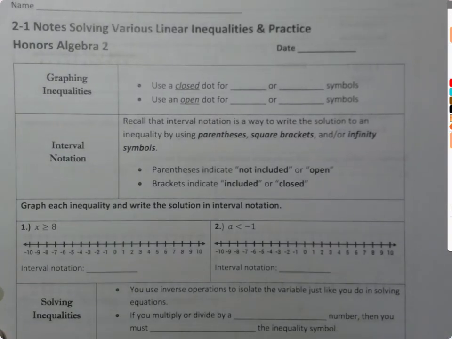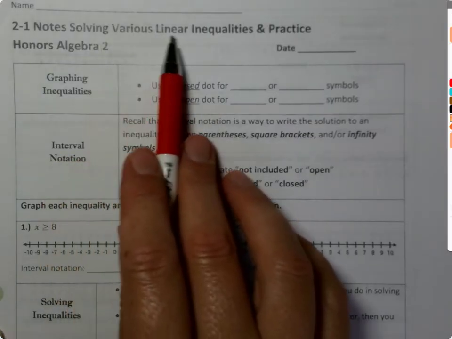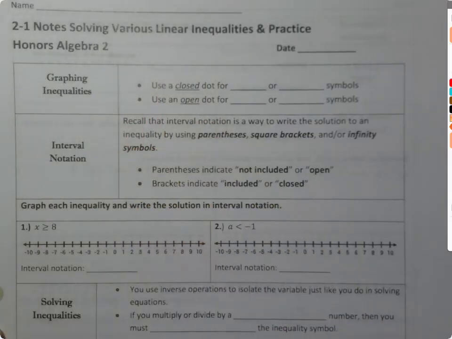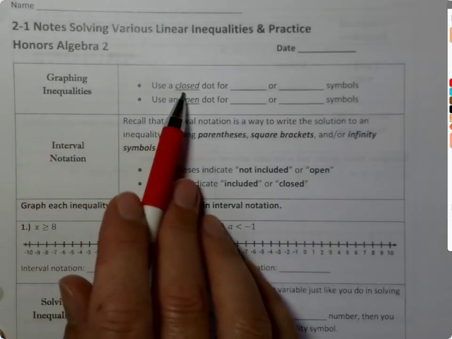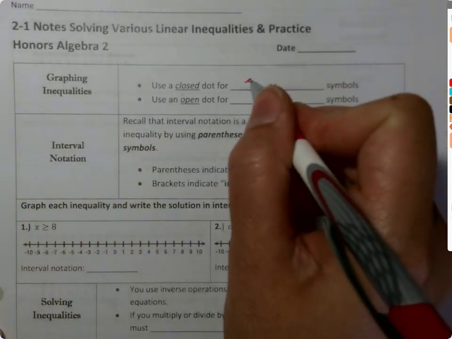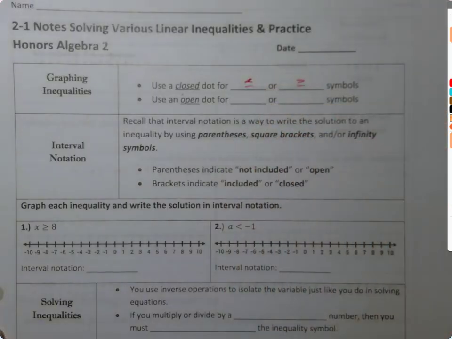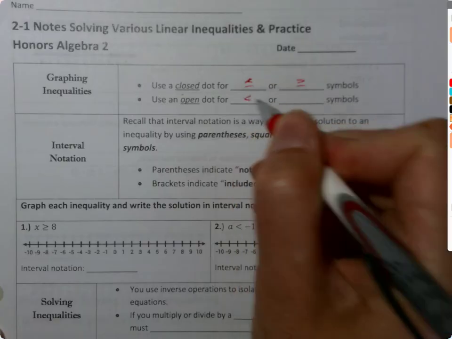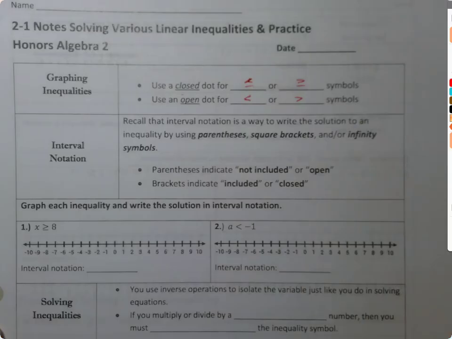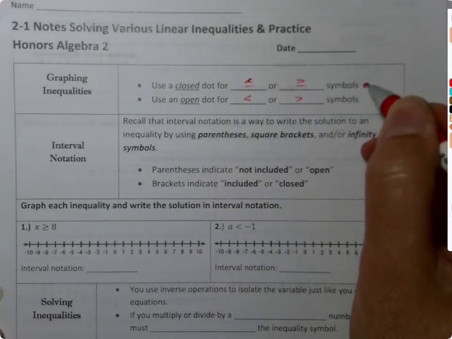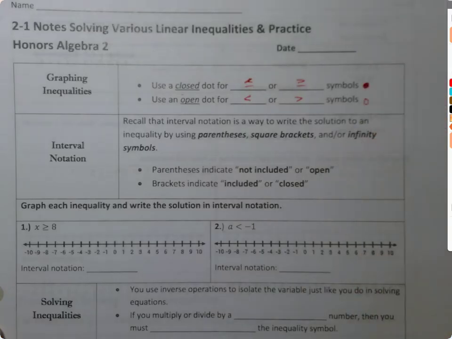So we are looking at our 2-1 notes today, and we are solving linear inequalities and doing some practice with it. Just to remind you about graphing inequalities, you're going to use a closed circle if it is less than or equal to, greater than or equal to, and you'll use an open dot or circle if it's less than or greater than, just like you would use a solid line and a dashed line. So closed circle on your number line, open circle on your number line.